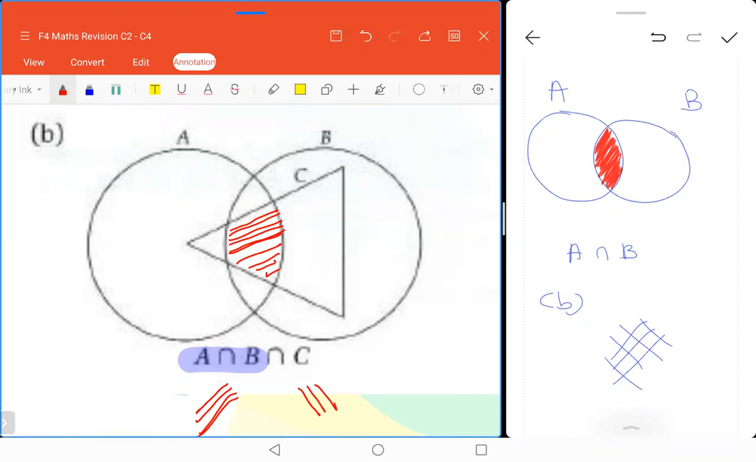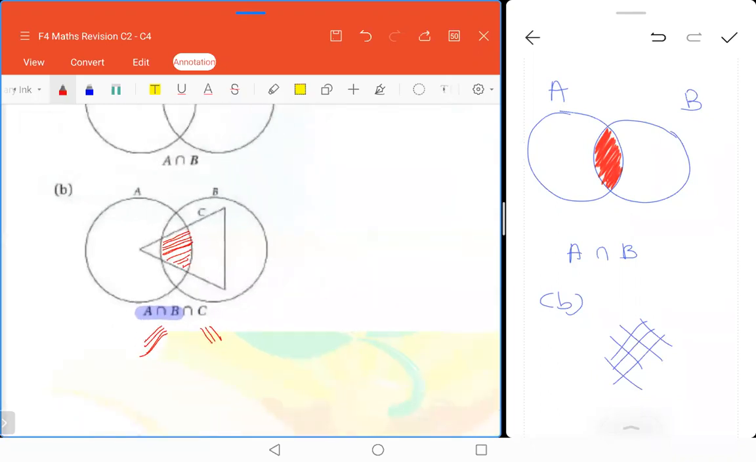Okay, easy to understand, right? Common area is the intersect. You draw two lines. You take the common one, the area with two lines. Union, you just take all. Wherever you shade, that's the answer.